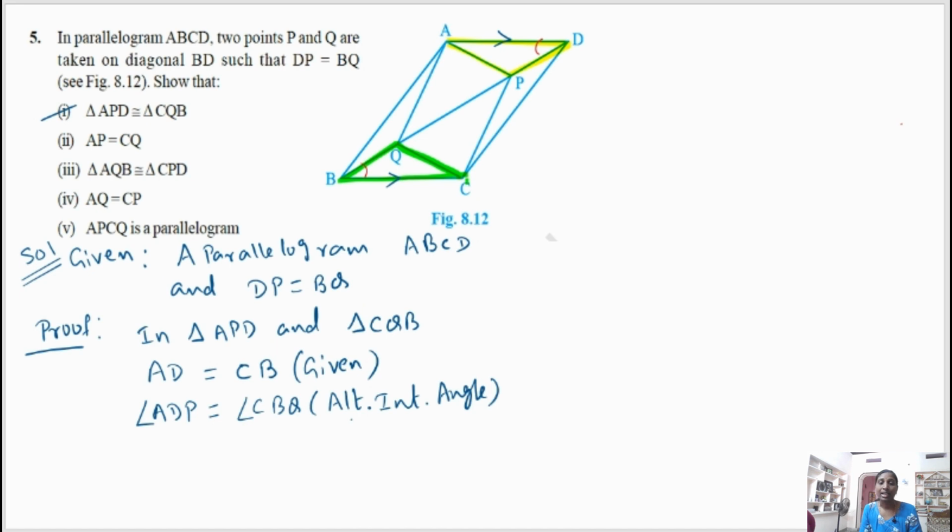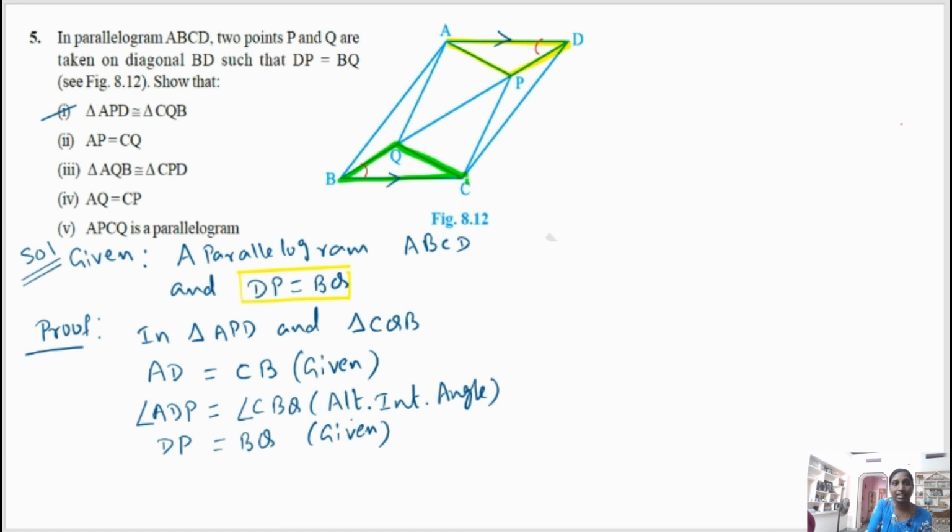Now, one more thing we can write. What should we write here? One more side is there. Here, DP is equal to BQ. Can I write this? Once again, pause the video and think, why should we write this? Because, do you remember, it is given in the question. We have already written DP is equal to BQ. So, given.